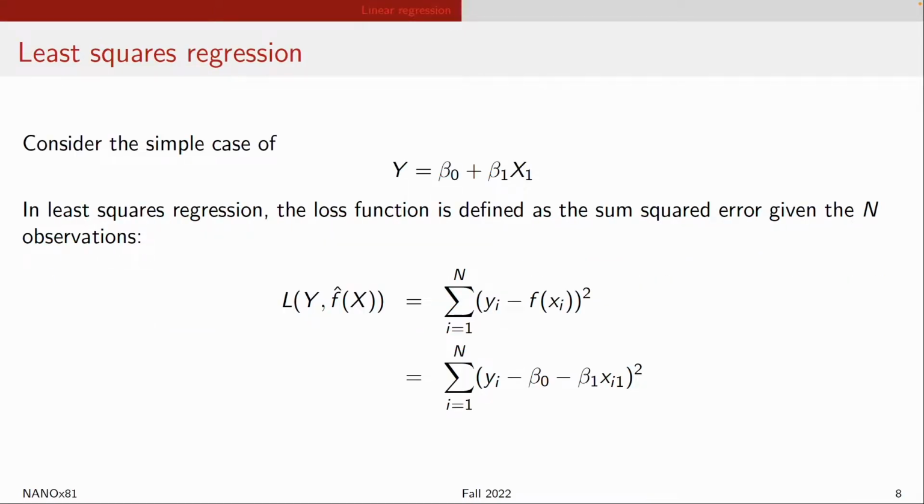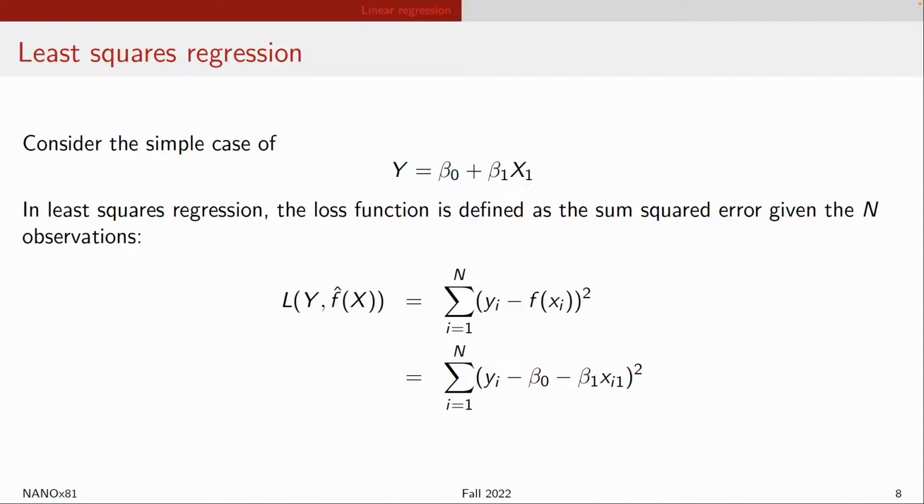So let me consider a very simple example where I basically have just a one-dimensional model. I just have one input variable and one target, and the linear model is just y equals beta naught plus beta 1 x1.